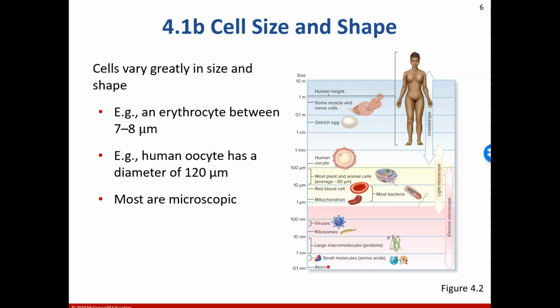And we saw that our cells are going to vary greatly in size and shape. So we can look at an erythrocyte, which is 7 to 8 micrometers, compared to a human oocyte, or the female's egg, that has a diameter of 120 micrometers. So you can see that we have quite a large scale change there, but most of our cells are going to be microscopic.